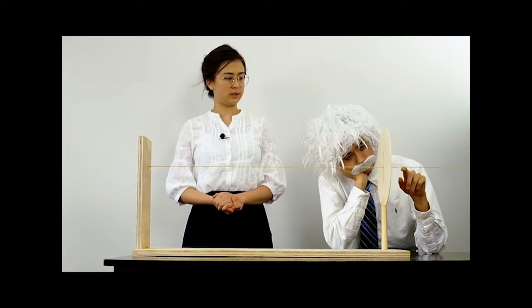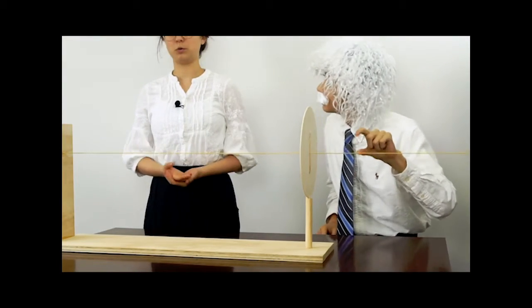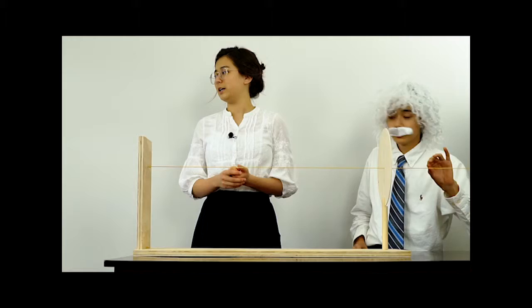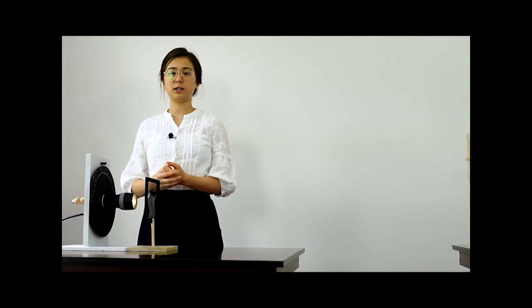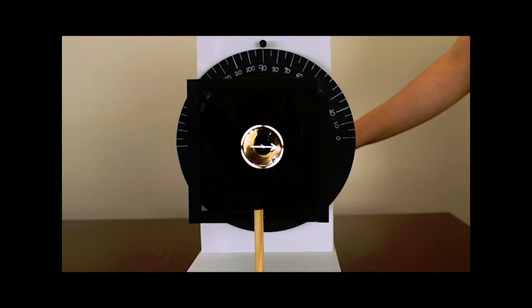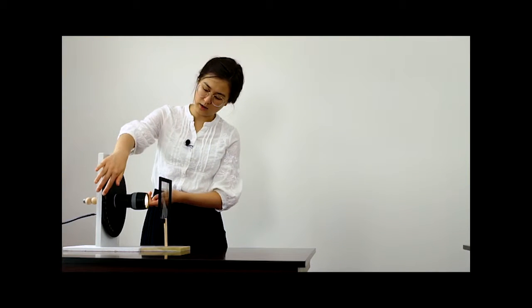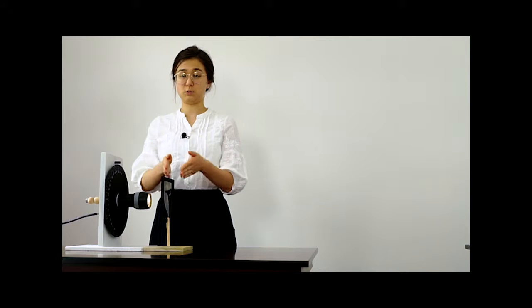If we pluck it so it produces vertical waves, you can see that it easily passes through this vertical slot right here. And if we pluck it so it produces horizontal waves, you can see that it cannot pass through the vertical polarizer. It's the same with light. So let's get back to our experiment. The arrow on this lens indicates the direction of the polarization of the light source, and this dial shows the angle of the light source with respect to this polarizer.